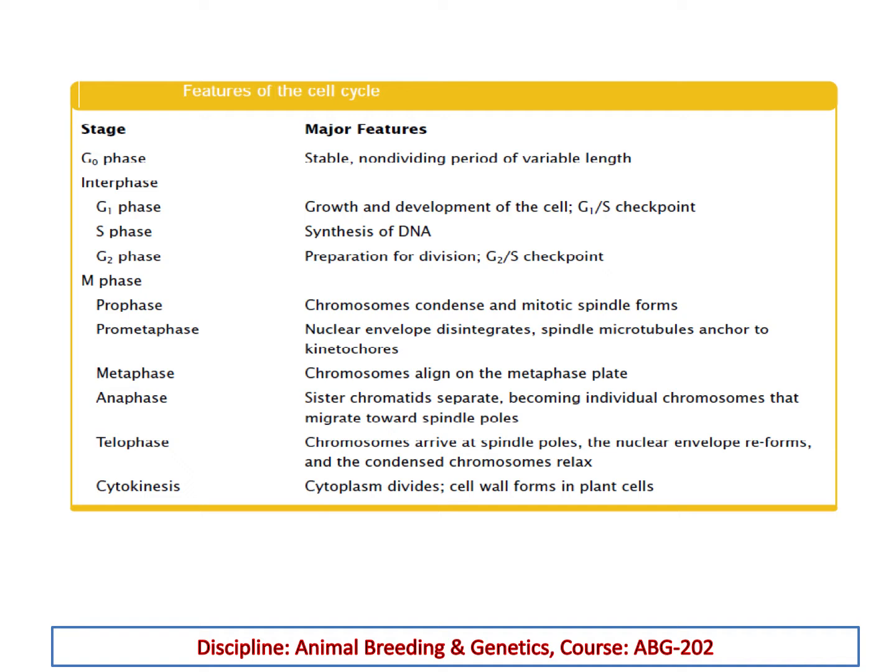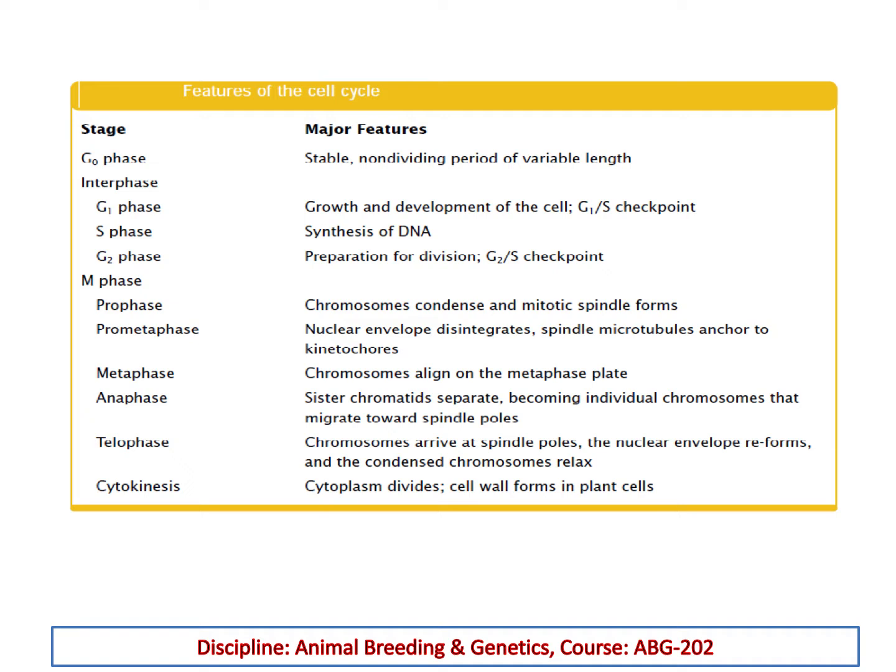Then the interphase, and in interphase you can see the G1 phase. As I previously told you, the growth and development of the cell, the G1/S checkpoint that is passed on, and then the S phase, synthesis of the DNA, and then the G2 phase, preparation for division, that is the G2/M checkpoint. If the cell passes this one, then it will go to the M phase, and in the M phase there are further subdivisions: prophase, pro-metaphase, metaphase, anaphase, telophase, and cytokinesis.